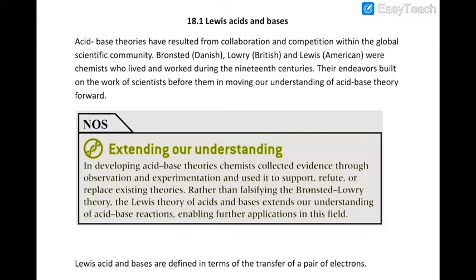Hi everyone, we're going to be looking at Lewis acids and bases. During the study, chemists have been collecting evidence and doing experiments to find out about the properties of acids and bases. While they were doing so, they found that Bronsted-Lowry theory did not always hold true. So then the Lewis theory of acids and bases came to extend the understanding of acid and base reactions.